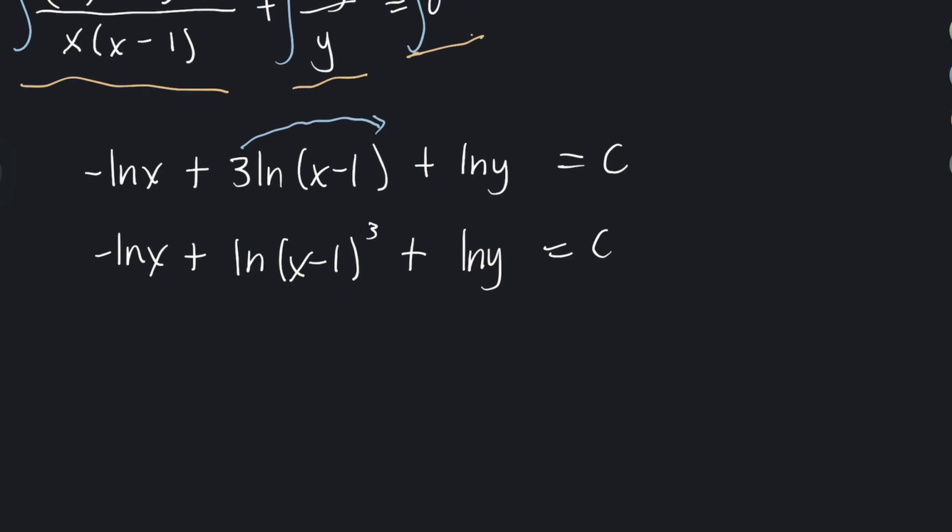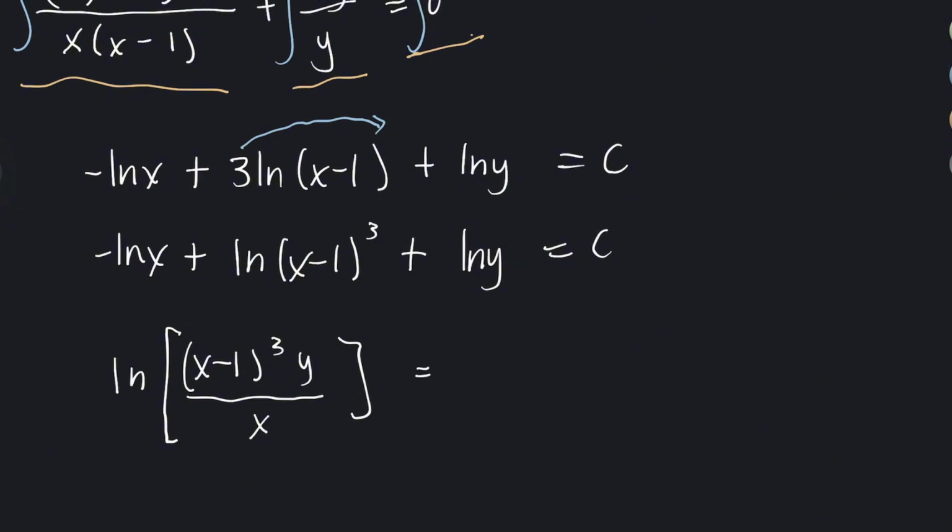We can simplify it further. If we're adding logarithms, to simplify it, that's just multiplying them. And if we subtract a logarithm, that's just the quotient. So if we simplify this one, that is the quantity (x minus 1) raised to 3 times y, all over x, is equal to c.